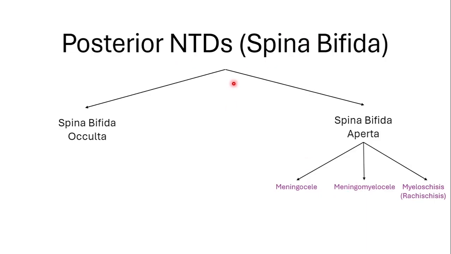So the spina bifida is basically classified into spina bifida occulta. Occulta comes from hidden, and we'll know why it's called that. And spina bifida aperta. The spina bifida aperta has three types: meningocele, meningomyelocele, and myeloschisis.